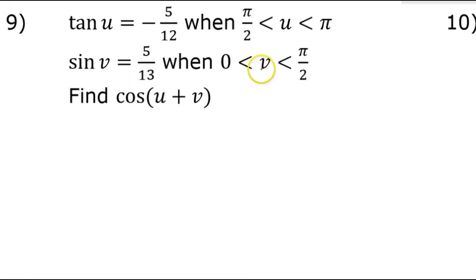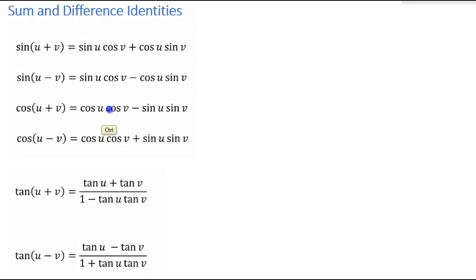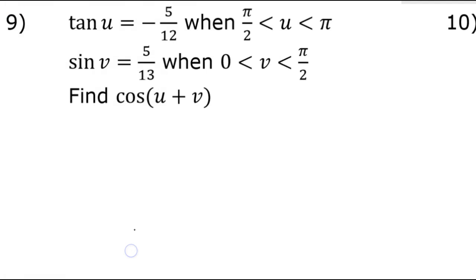Alright, with number 9 we're shifting gears slightly. Instead of just having a double angle like 2 times u, we have angle u plus angle v. So we're going to be using these formulas instead. Okay, and because we have 2 different angles, we have to draw 2 different little tiny pictures. So this first angle u is between pi over 2 and pi, so that's going to be in the second quadrant.